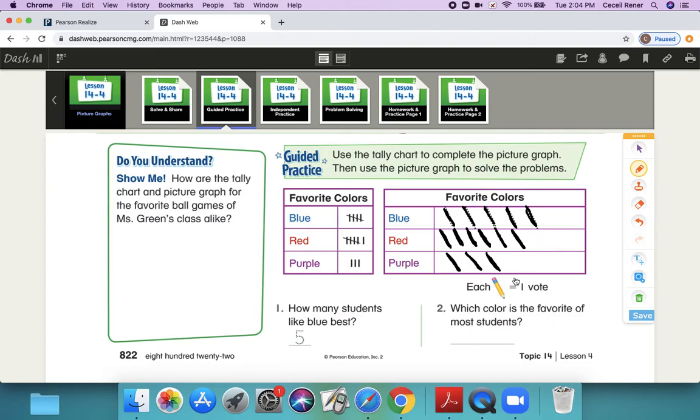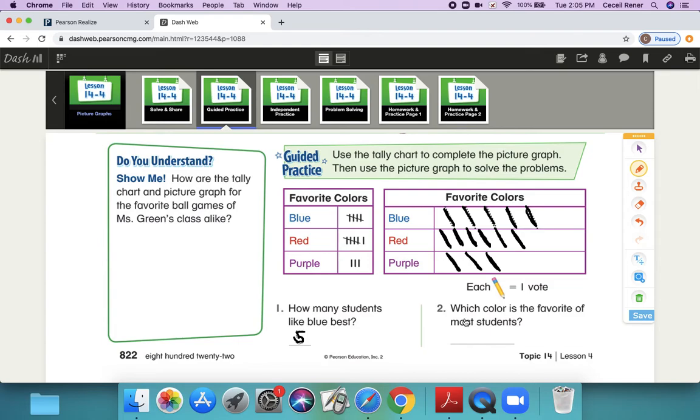Okay, does everybody have that? Remember, our pencils, we look at our symbol. Each pencil stands for 1 vote in the favorite colors. Now, remember we're going to be looking at our picture graph. I keep wanting to call it a pictograph because that's what we used to call them. A picture graph. How many students like blue best? So we go over here, we look at blue, we count our pencils. 1, 2, 3, 4, 5. So trace over the 5.